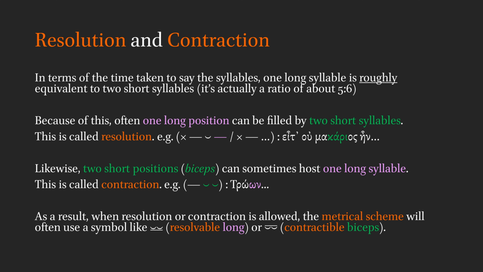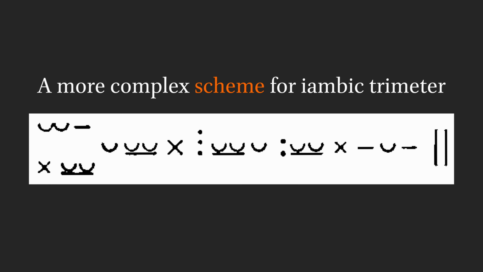Because of resolution, a more realistic metrical scheme for iambic trimeter might look like this: either two shorts and a long, or an anceps and two shorts, or an anceps and a long, followed by a short, then either two shorts or a long, then an anceps, then a caesura, which means a word break, followed by either two shorts or a long, then a short, then a caesura will go in this place if it didn't go in the other one, then either two shorts or a long, an anceps, a long, a short, and a long, then the end of the period. That's what the two vertical bars represent.